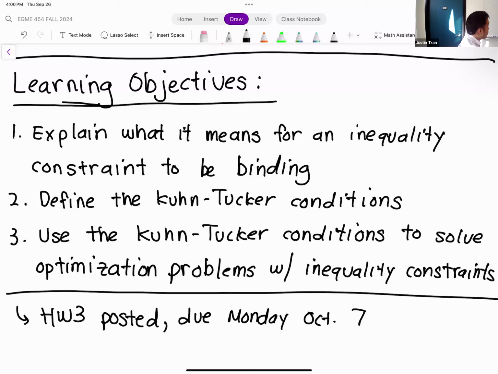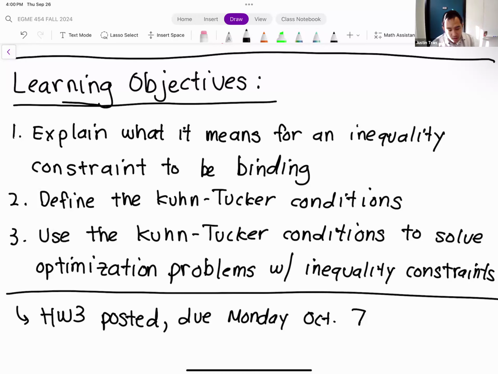One announcement: I posted homework 3 this afternoon. Homework 3 is all about constraint optimization. Half the assignment will be on equality constraints. The second half will be on inequality constraints, which is what we're going to go over today. The due date is Monday, October 7th, so you have a little bit over a week, maybe about 10 days, to do this assignment.